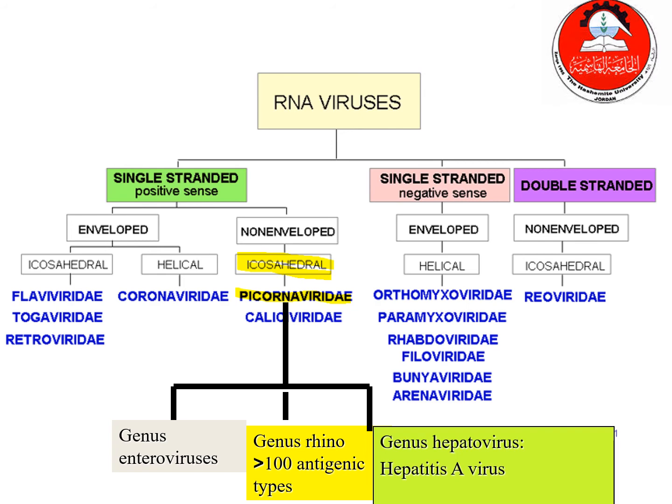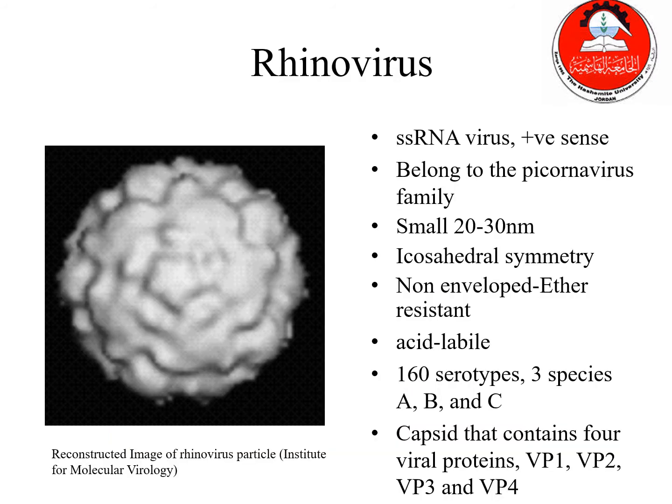Within the Picornaviridae family, there are other genera such as the enteroviruses, which are transmitted through the GI tract, through the fecal-oral route. Also, we have the hepatovirus, which is the virus responsible for hepatitis A virus infection within the Picornaviridae family.